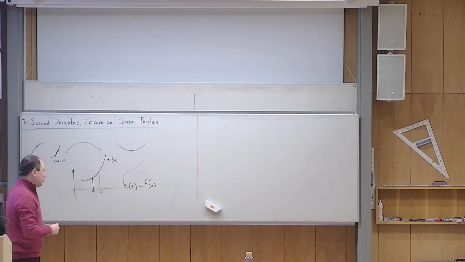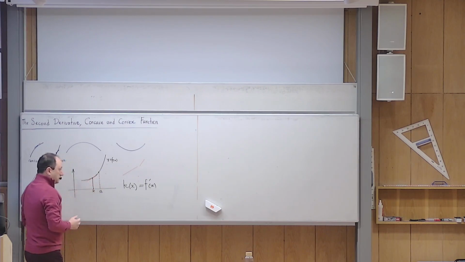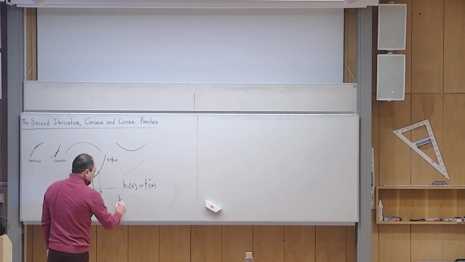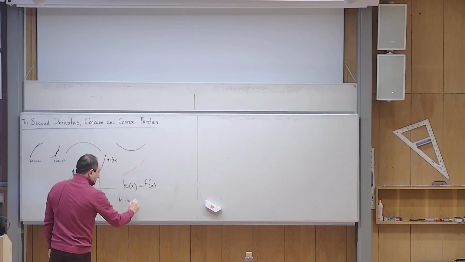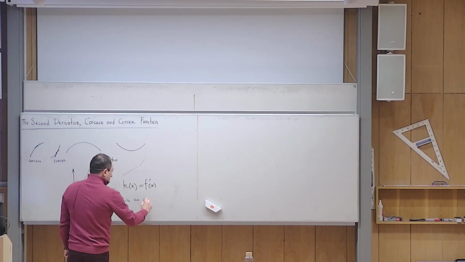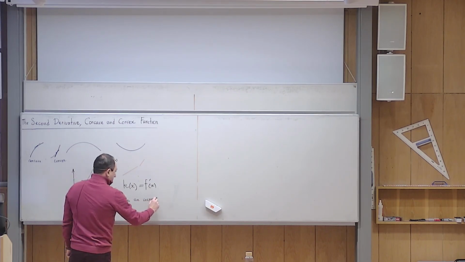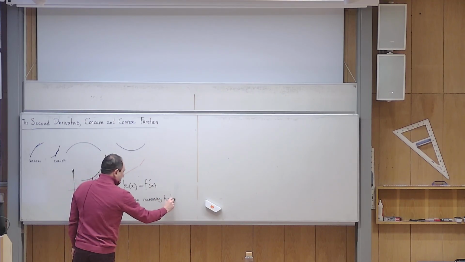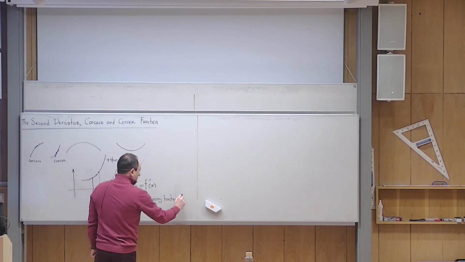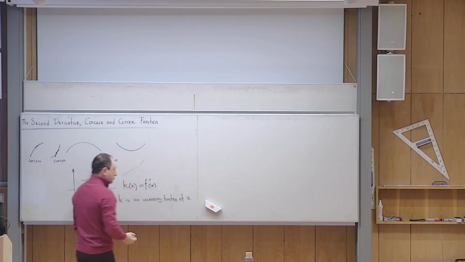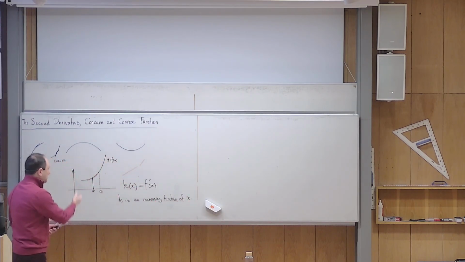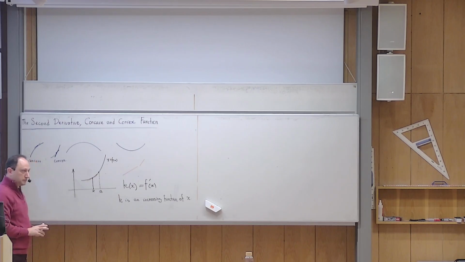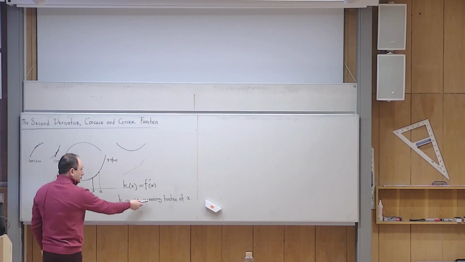But on the other hand, we just realized that k is an increasing function of x. I didn't prove this statement rigorously, but this is intuitively very clear, at least for these very well-behaved functions. Yes, is that clear? So what is the meaning of this?